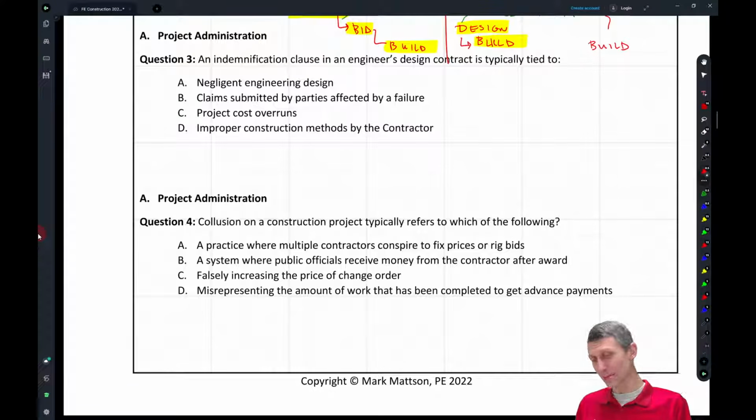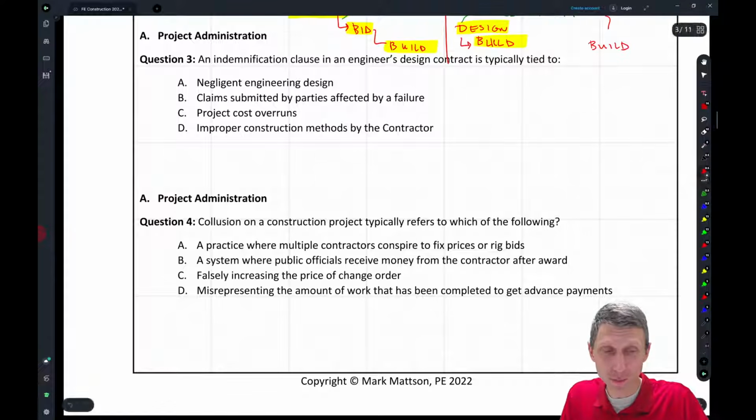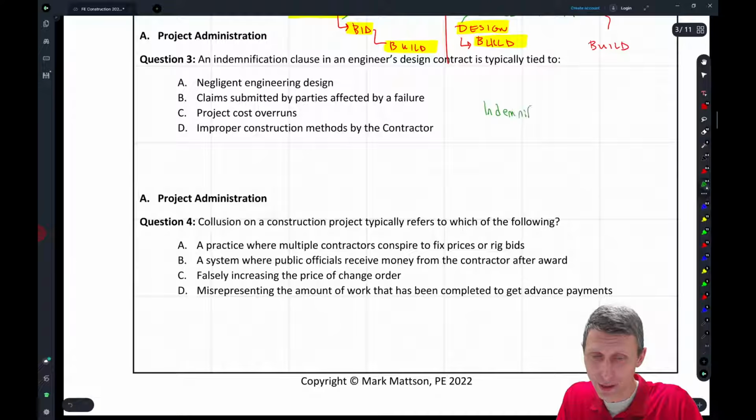I looked up a definition just to make sure my understanding of indemnification was right. What does the good world of Google tell us? Indemnification is to compensate for harm or loss. So let me just write that down. To indemnify means to compensate for harm or loss.